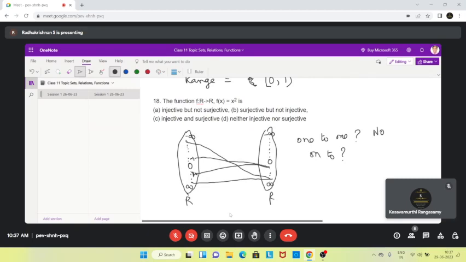Because none of the negative values are mapped, right? Because the function is f of x equal to x square, it cannot assume a negative value for any real value of x. x square cannot be negative. So is it onto? No, sir. So it is neither injective nor surjective. Okay.